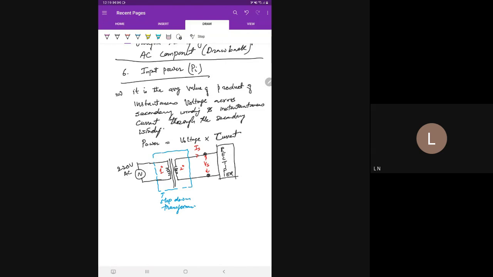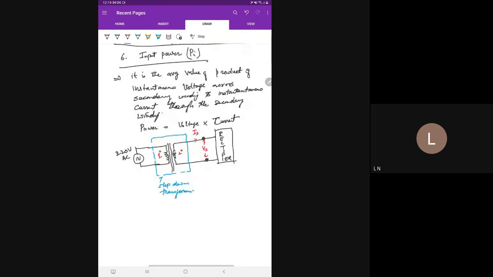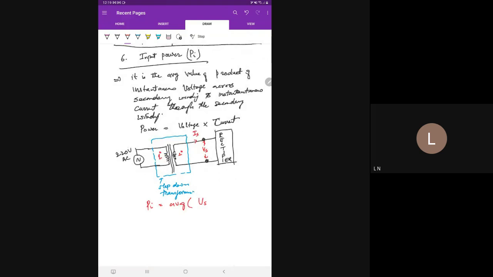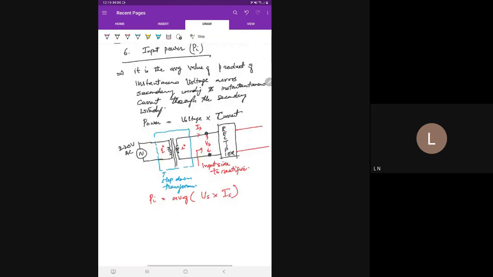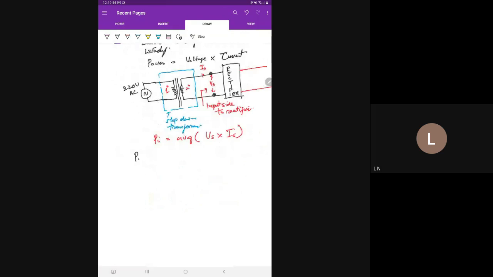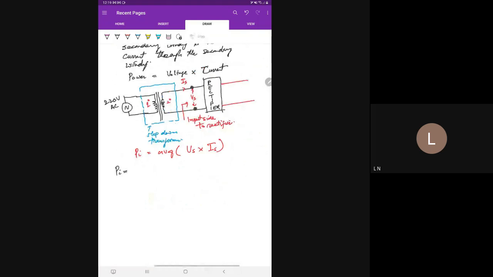So input power is the average of Vs into Is, because this is the input side to the rectifier, and this is our output side. So input power will be measured from this side. What is input power equal to? It is the average value of Vs into Is. Basically, it is the average value of input voltage into input current.